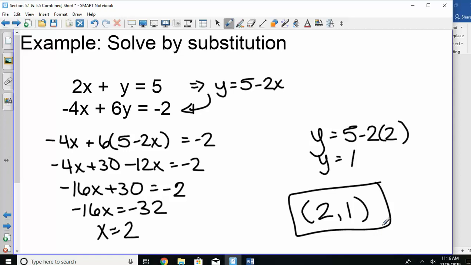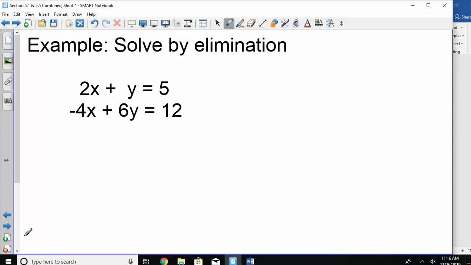Alright, do I need any more substitution examples? Second one, elimination. Okay, so the goal in elimination is to be able to add your equations together and eliminate a variable. We want one of the variables to disappear. To do that, a lot of times you have to multiply one of the equations by something, or sometimes you might have to multiply them both. Pick a variable. What do you want to cancel out?